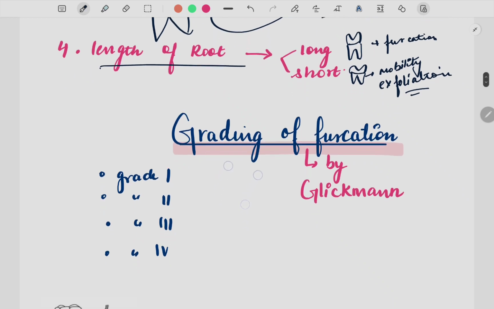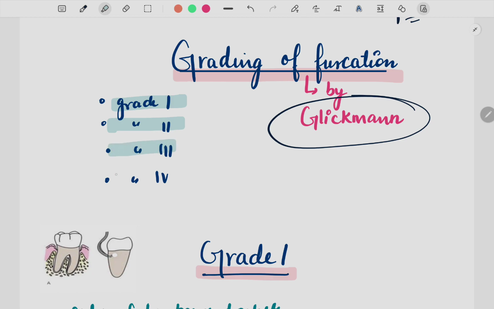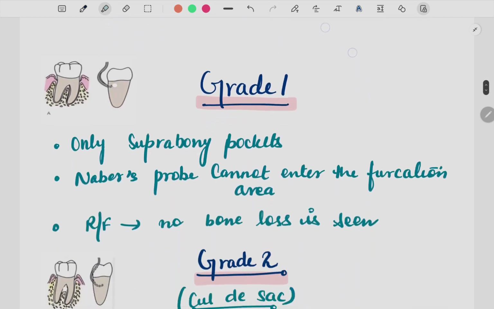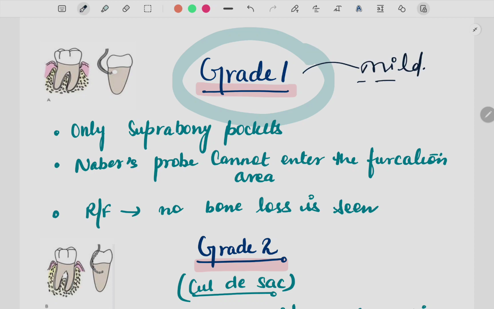Okay, now coming to the classification or what you say as grading of furcation. Firstly, this was given by Glickman. Now there are basically 4 grades we are going to talk about: grade 1, grade 2, grade 3 and grade 4. Moving to what is grade 1. See, grade 1, in any case, wherever you have studied classification, grade 1 is always going to be the mild condition. Not a lot of things are going to happen in this particular grade.